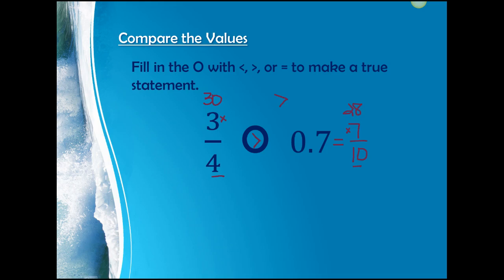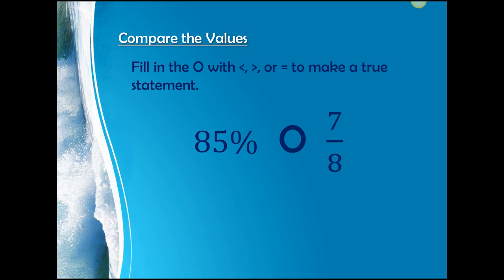You also could convert both of these to percents, but I probably wouldn't go that route because in order to get to the percent, you have to go through either the fractions or the decimals. It's not the most efficient way, but you could still do it if you wanted to. In this problem, we're comparing 85% to 7/8.